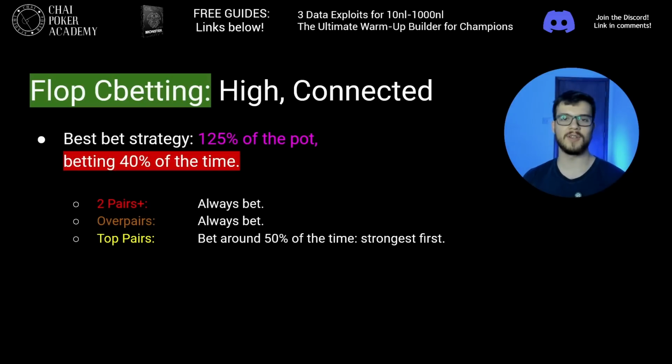To do that, we're going to use the notes that I wrote in my PowerPoint. So let's see how different hand classes bet on high connected boards. First, we're going to start with our strong hands. These are going to be our two pairs plus, our overpairs, and our top pairs.